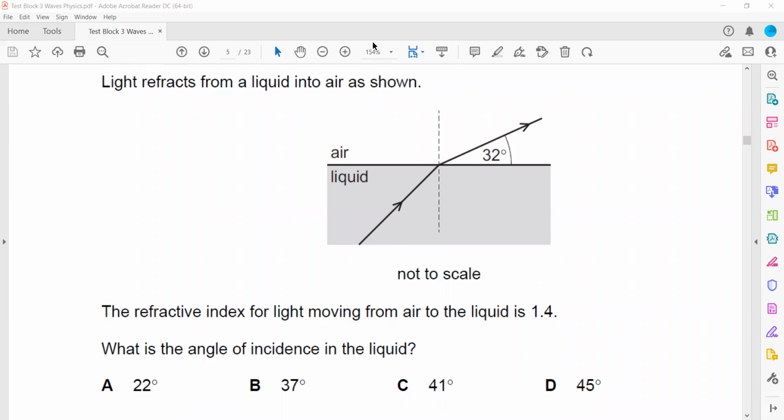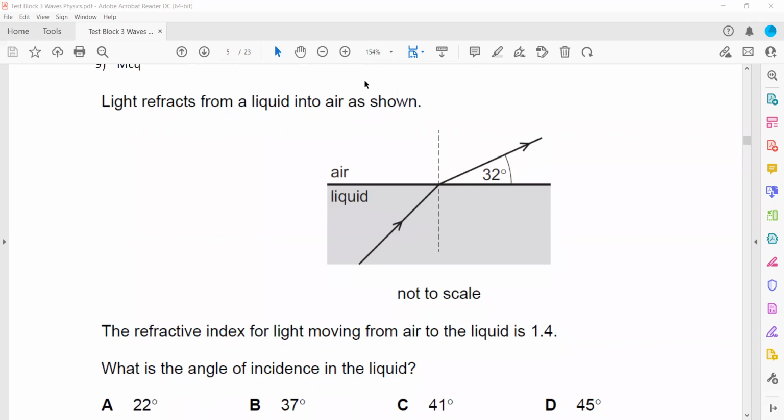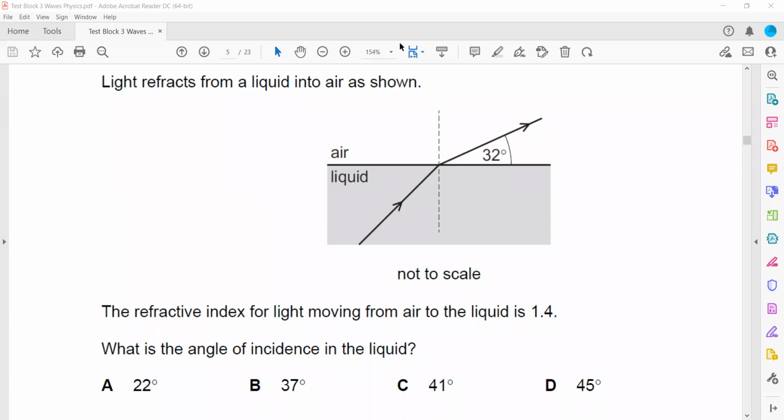Light refracts from a liquid into air. The refractive index of the liquid is 1.4. We have to calculate the angle of incidence. What about the angle of refraction? This is the angle of the light which is emerging out, with the surface. So the angle of refraction is the angle with the normal. So this will be 90 minus 32, which gives us the angle of refraction. That is equal to 58. So the angle of refraction is 58.